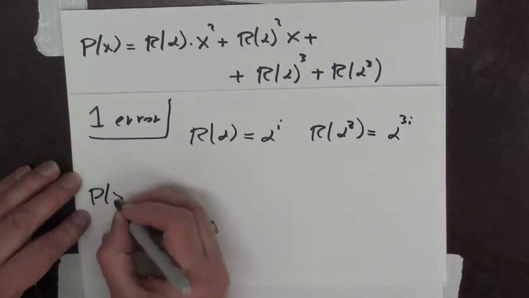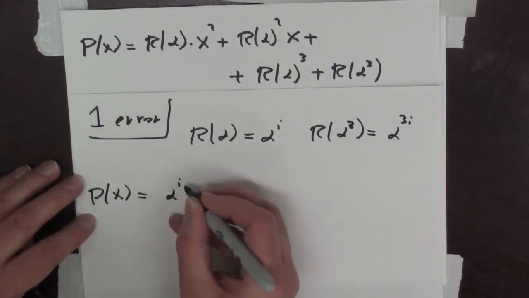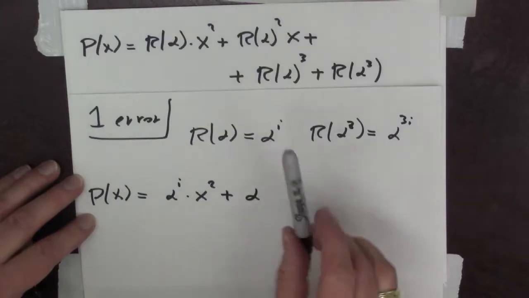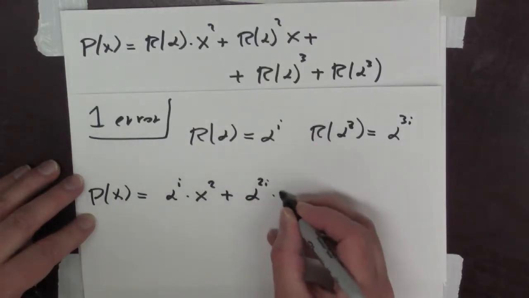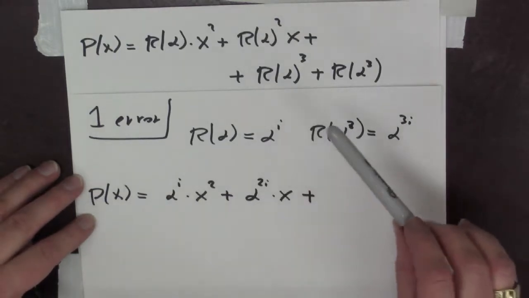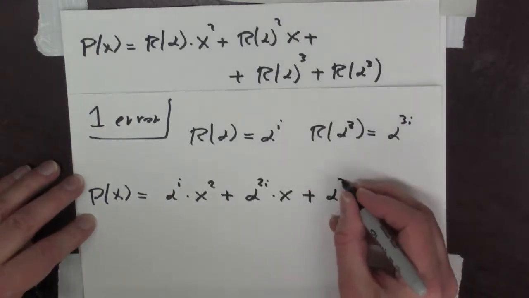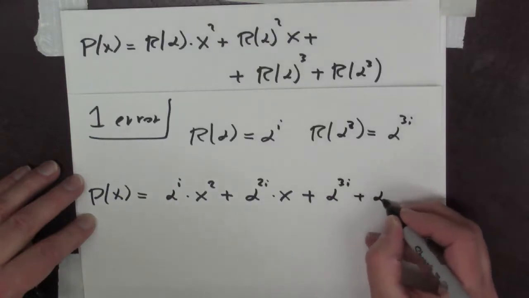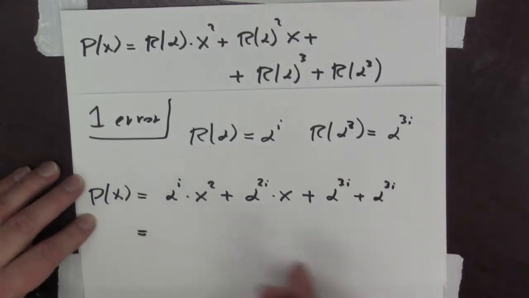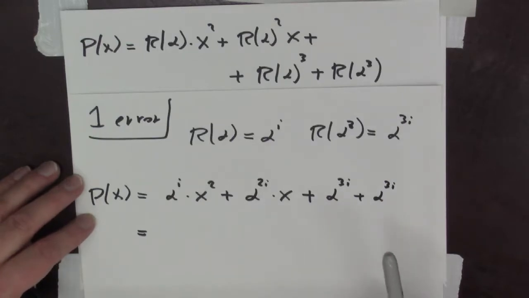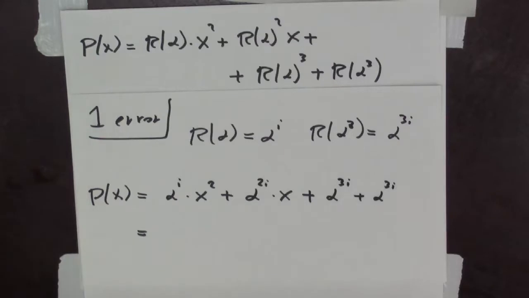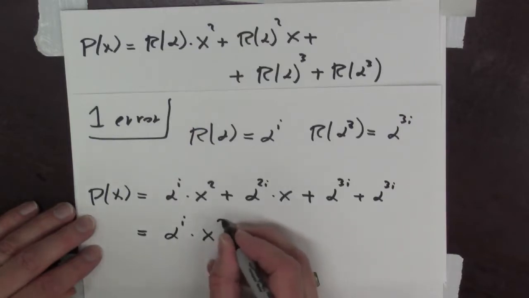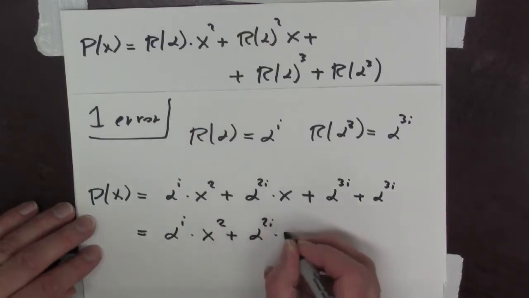So then in this case, p of x is equal to alpha to the I times x squared plus, that is square r of alpha, so you have alpha to 2I times x plus r of alpha cubed, that's alpha to the 3I plus r of alpha cubed is alpha to the 3I. But these two are the same, so they cancel. Agree? Remember, 2 times something is equal to 0. So this is alpha to the I times x squared plus alpha to the 2I times x.